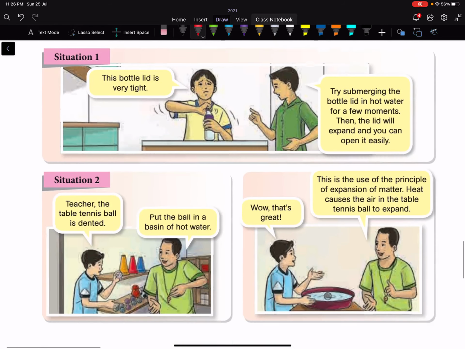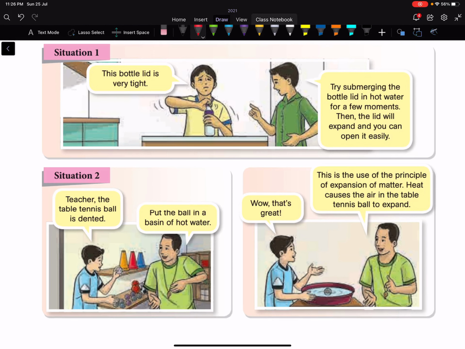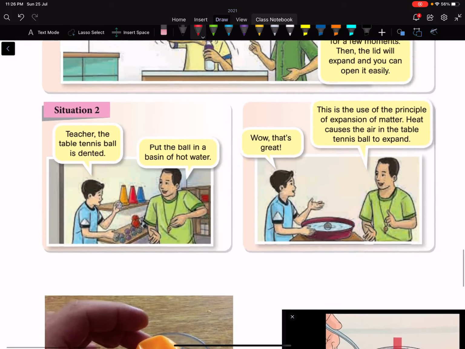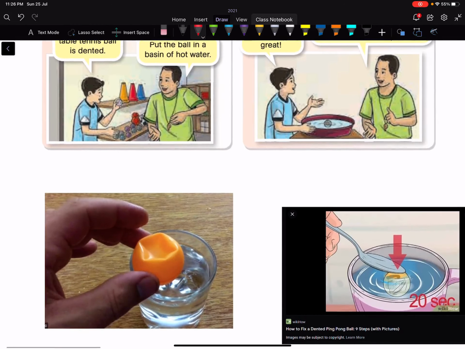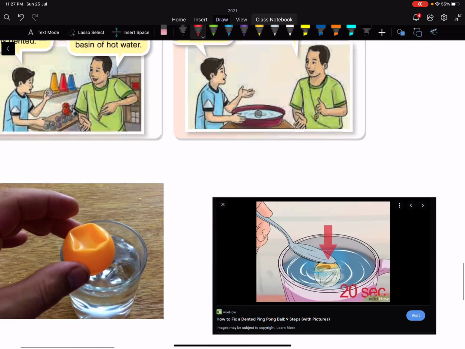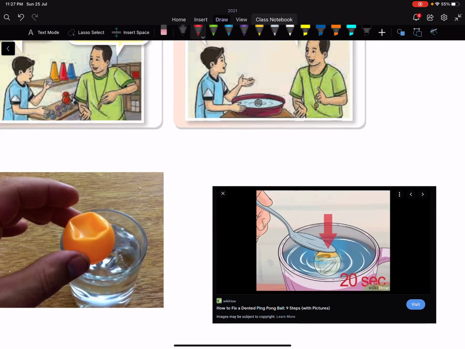Another one, very simple and very common example is your ping pong ball. Remember how sometimes when you play ping pong, the ball will get squished? So what you can actually do is put it in hot water, and when you put it in hot water, what will happen inside the ping pong is the gas inside will expand, and when it expands, it will actually push this ping pong ball that's dented, push the shape to be round again.